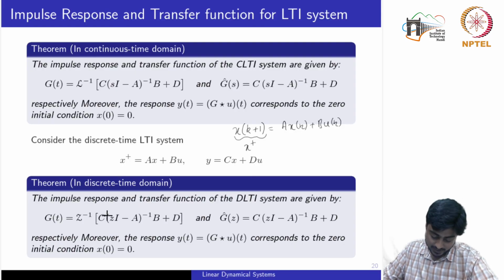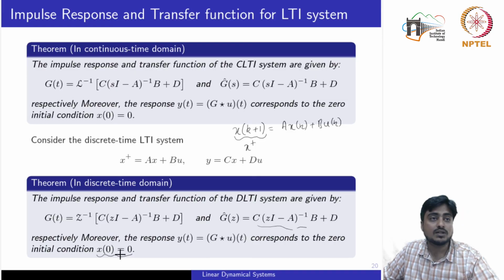So in the discrete time domain, the next result says the impulse response and transfer function of the discrete LTI system are given by the Z transform of the combination of ABCD matrices, and G hat of z is defined by this part. Moreover, the response, the convolution between G and U, corresponds to the 0 initial condition, which is x0 of z equal to 0.